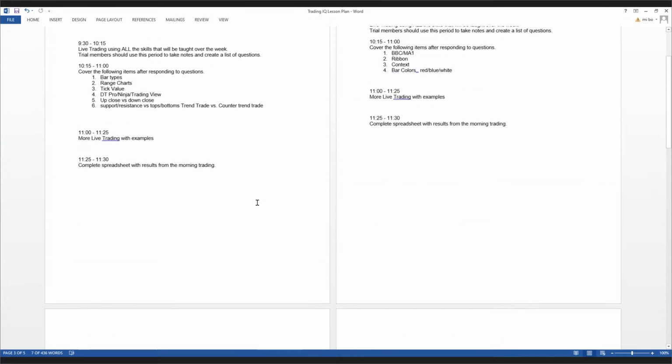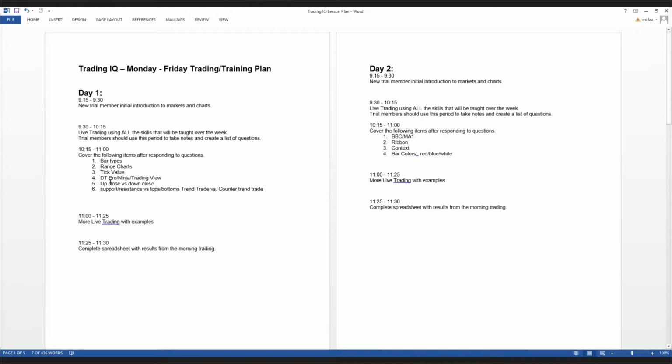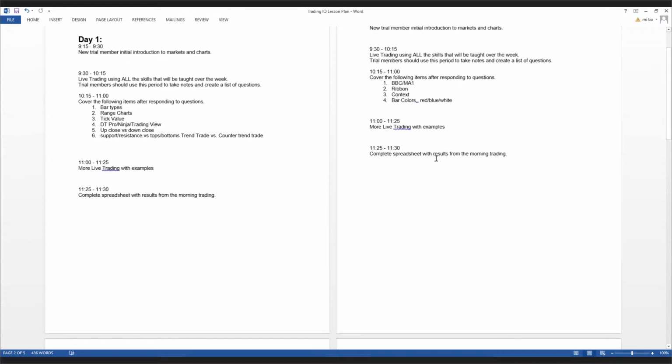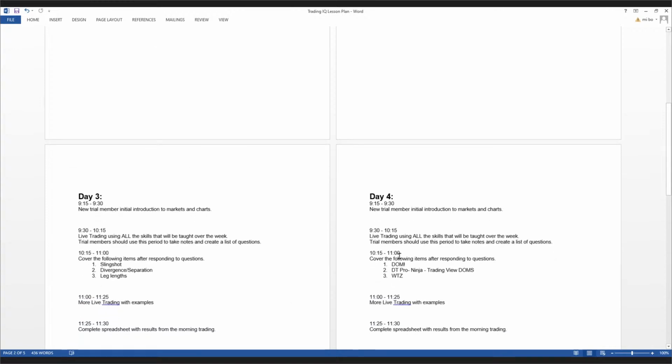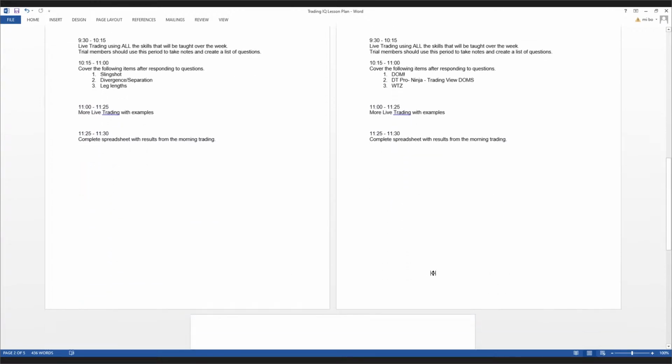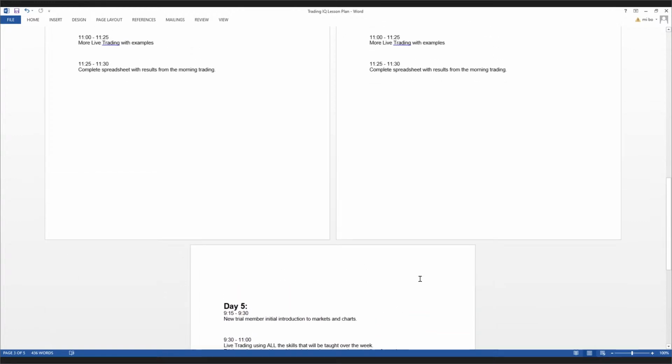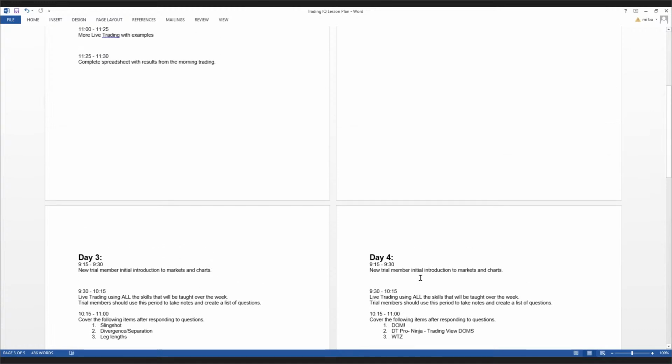For the last 2 days, we had the bar types, the range charts, tick value, DT Pro, Ninja Trader, and TradingView, the differences between the 3 of them. Up closes versus down closes, support resistance, tops and bottoms, trend trades versus counter trend trades. The BBC and the MA1, and the bar colors really only apply to DT Pro and Ninja Trader. But the BBC, the ribbon, and the context, they apply to all the platforms. That was yesterday's stuff, and this is today's stuff. I'm still going to cover all this stuff, right? And this is tomorrow's, and then Friday is just trading. So that is the lesson plan for the week, depending on where you started your trial. That's what I'm going to go over for you.